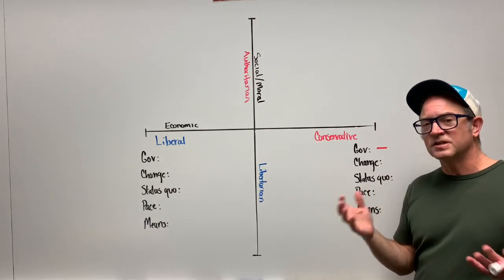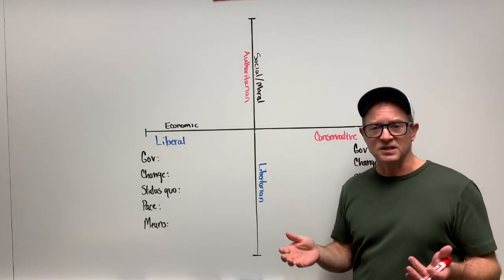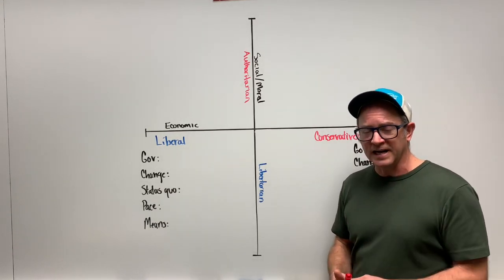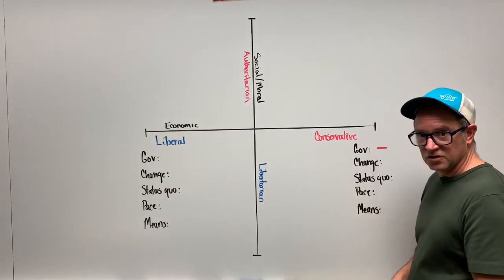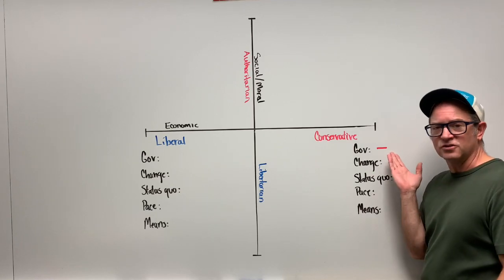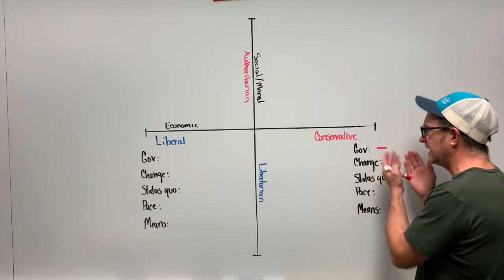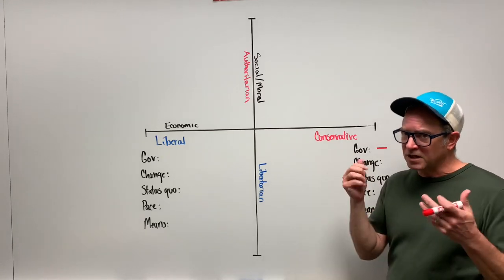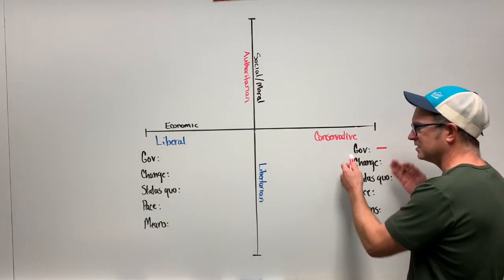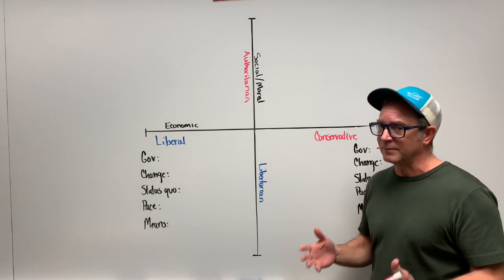All right, so let's start with conservative. We're just going to simply use a plus and minus to give you a quick visual as to how conservatives feel about these things right here. So let's start off with government involvement in your economic life. You can see that I put a negative sign up here. So that tells us that conservatives, as much as possible, want government to stay out of their economic lives.